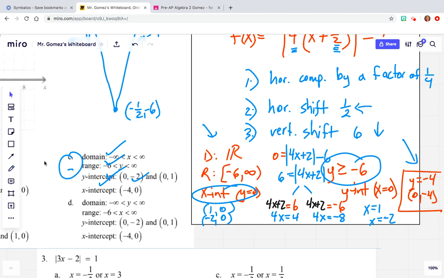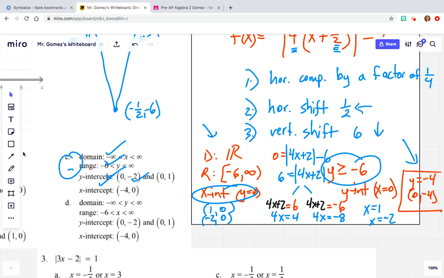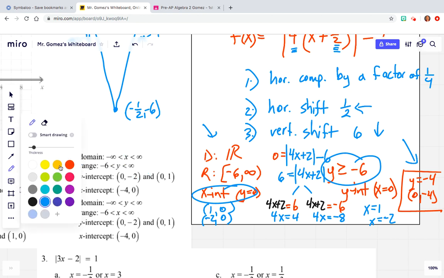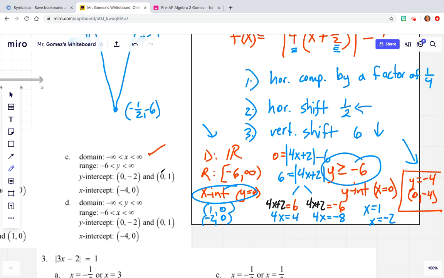Let's come over here and let's compare it with C. Okay, so the domain is saying X, and it's saying all real numbers, so that checks out. It's saying -6. Again, it does need this equal sign, but it still checks out nonetheless comparatively to the others. And then the y-intercept, it has these backwards. The y-intercept we got was (0, -4), and it has these flip-flopped. That's why it's not C. And the answer would be A.